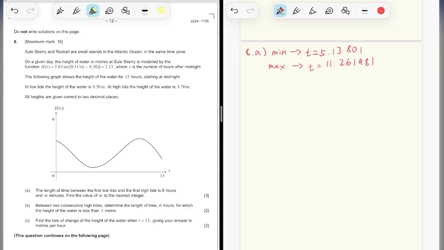And then for the time between, that would be 11.261981. And that is around 6 hours and 7 minutes. So therefore, m equals 7.